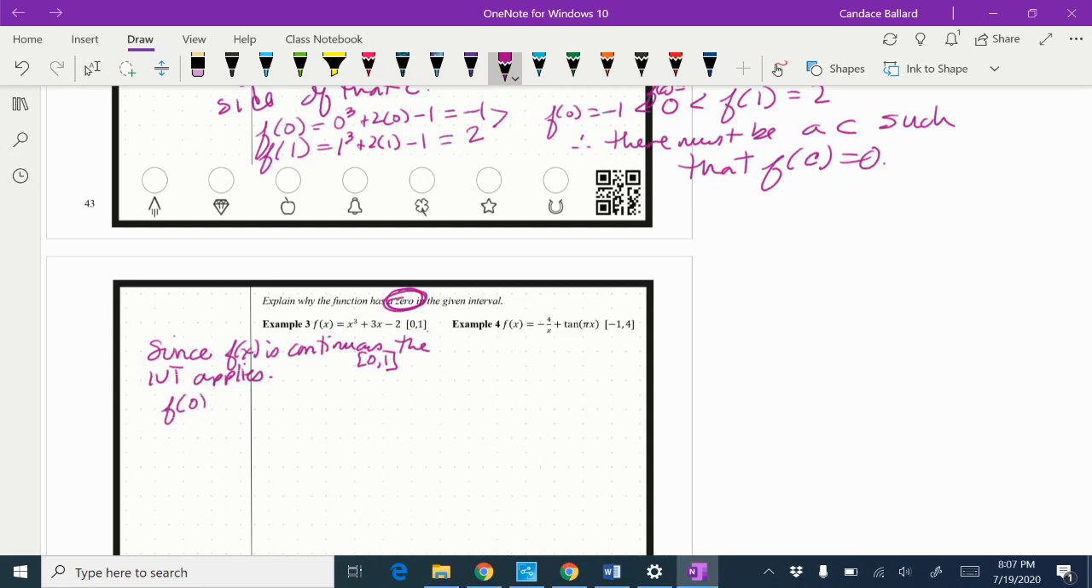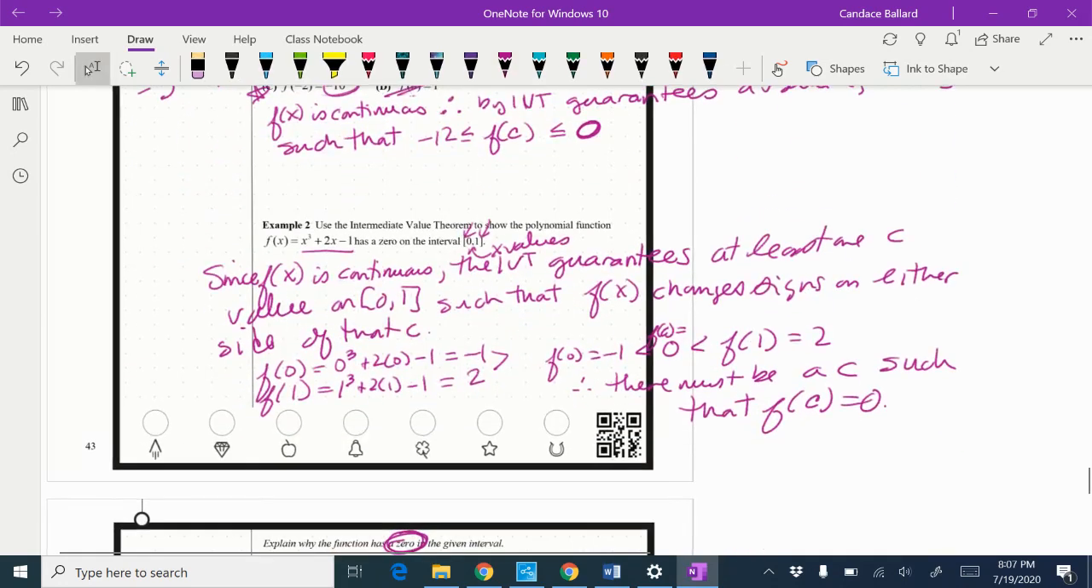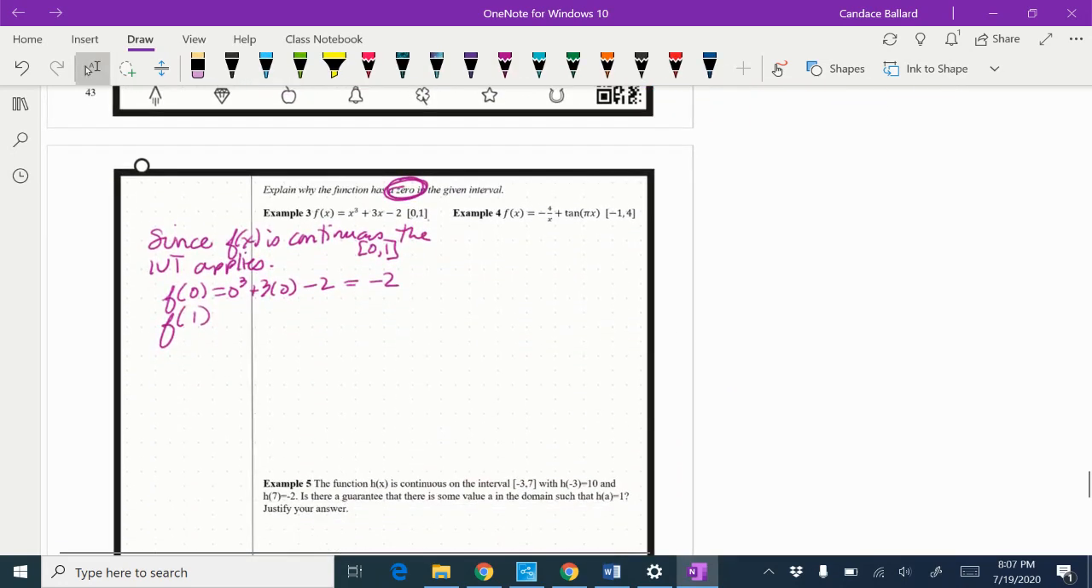So f of 0 equals 0 cubed plus 3 times 0 minus 2, which is going to be -2. And f of 1, is this the same problem? Nope, it's a slightly different problem. Okay, f of 1 equals 1 cubed plus 3 times 1 minus 2. So let's see, 3 plus 1 is 4, minus 2 is 2. So basically, is 0 in between those? Absolutely. So now we need to make that statement.